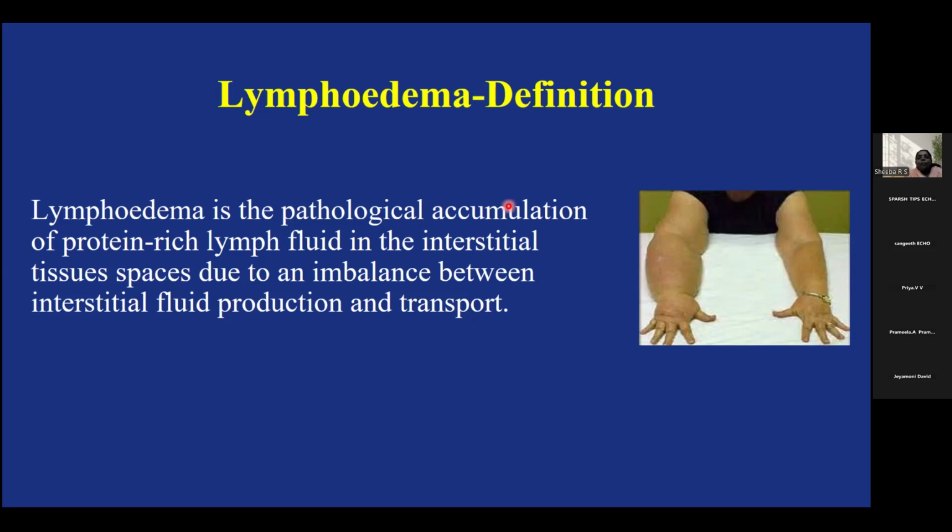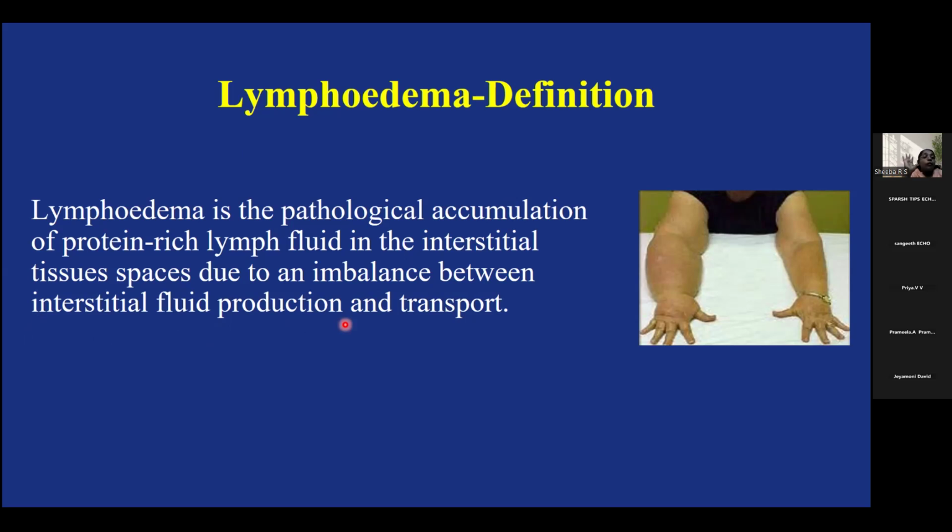So now we are moving on to the lymphedema part. What is lymphedema? Lymphedema is the pathological accumulation of protein-rich lymphatic fluid into the interstitial tissue space due to an imbalance between the interstitial fluid production and transport. There is an imbalance between the production and transport. Here, the production will be there wherever the arterial capillaries and the venous capillaries are communicating together, there is a chance of oozing out of fluid-like substance into the interstitial tissue space.